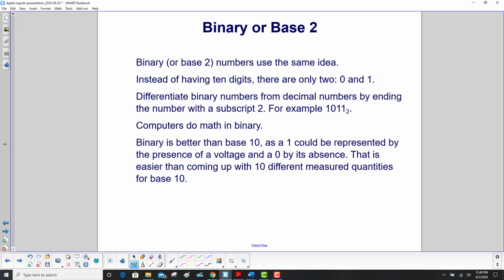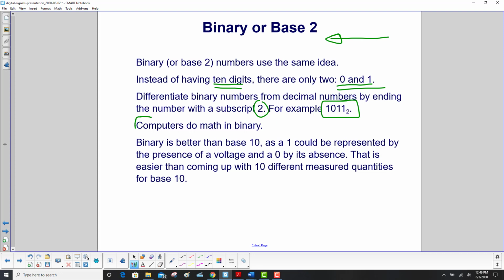Binary, or base 2 numbers, use the same idea. But instead of having 10 digits, like 0 through 9, they only have 2, 0 and 1. We differentiate binary numbers from decimal numbers by ending the number with the subscript 2. So you see here this 1011 subscript 2, that is not 1011. That would be what it is in base 10, but we're in base 2 now. And once again, we'll be reading right to left to go from smallest to biggest.